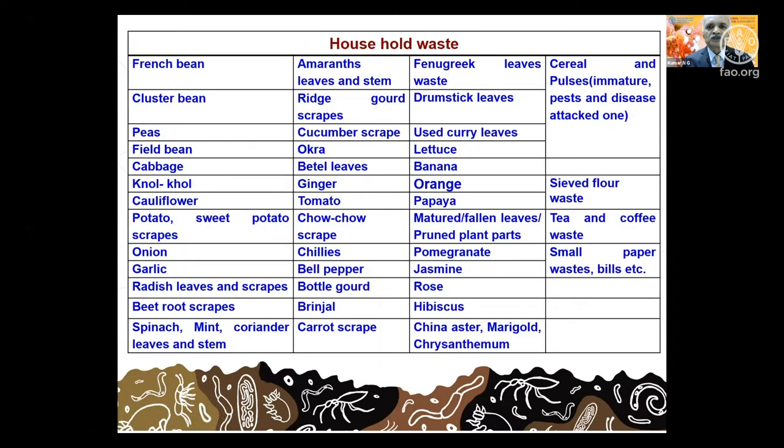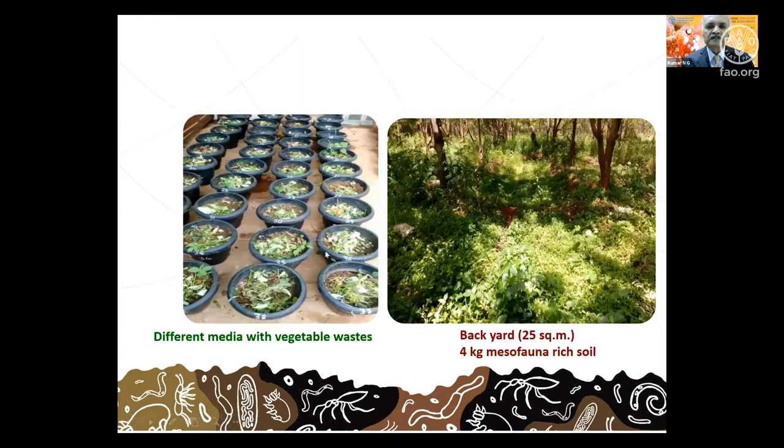And these are the household vegetable waste that naturally occurs in all households, along with tea and coffee waste, and even small paper waste and bills, which were used as food material for mesofauna multiplication. So this is the experiment view under the greenhouse condition, and this is the backyard in the open air system.